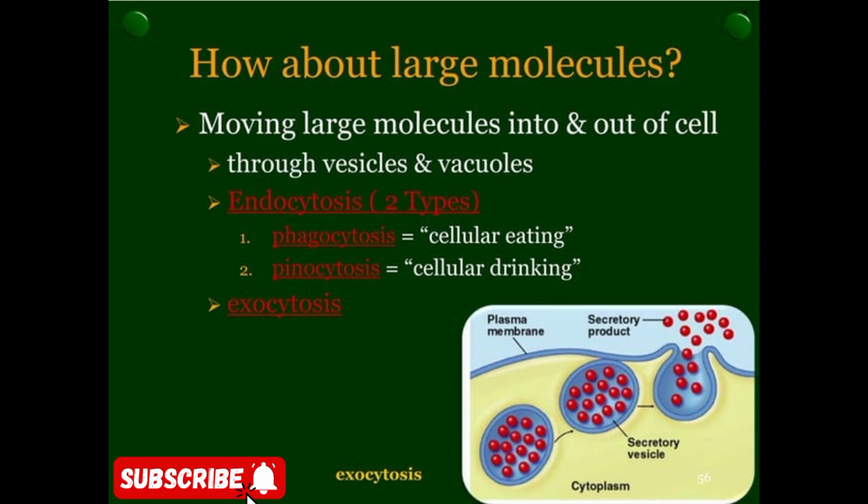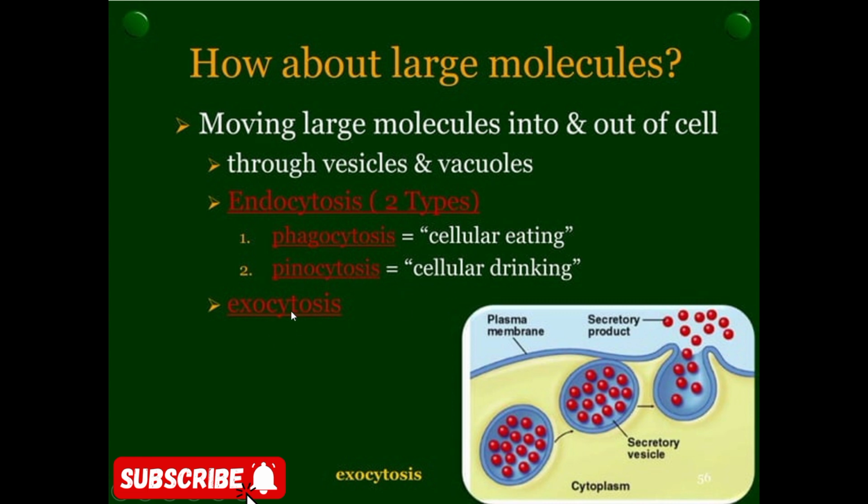How about a large molecule? Moving large molecules into and out of the cell occurs through vesicles and vacuoles, by endocytosis. Endocytosis means the material enters into the cell. Endo means in and cytosis means the cell. The entrance of material into the cell is known as endocytosis. And there are two types of endocytosis. Phagocytosis basically means the eating of the cell, and pinocytosis basically means drinking of the cell.